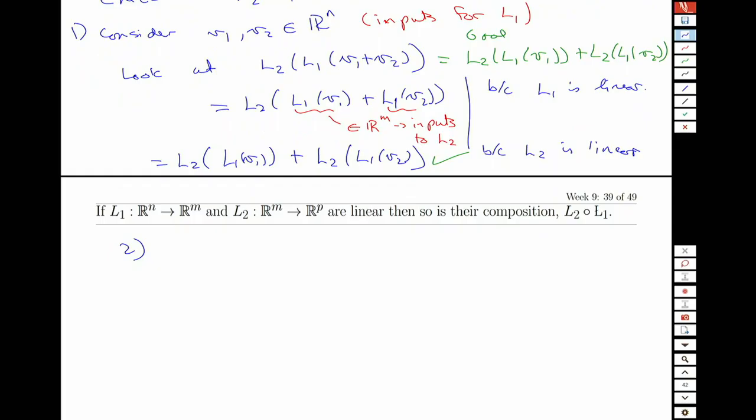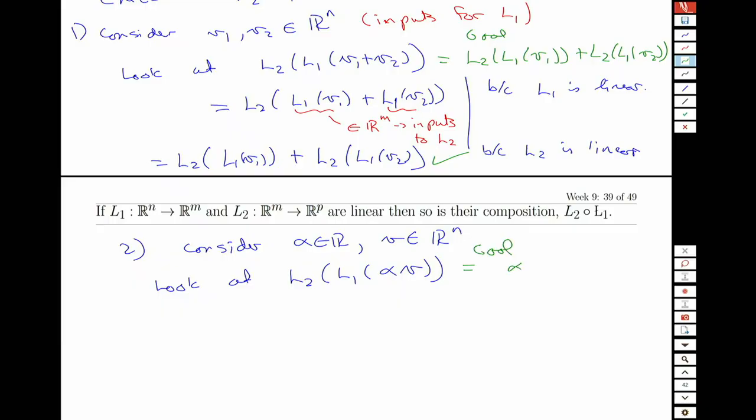So we are going to consider here an alpha that's real and a v that's in Rn. And we're going to look at L2 of L1 of alpha v. And our goal is to bring that alpha out front, to show that that's alpha L2 of L1 of v. I think you can see where this one's going.